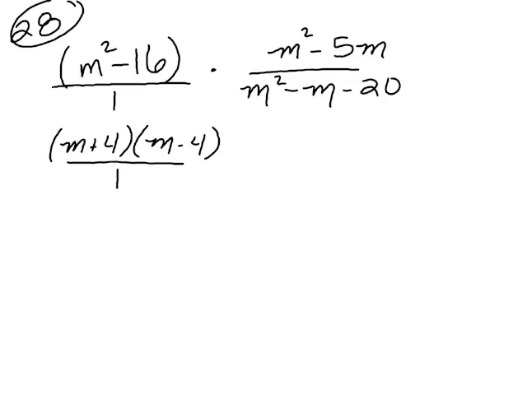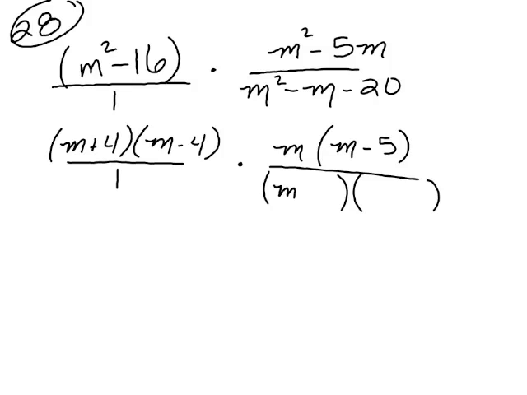It's all over 1. My second term, let's pull an m out. I'm left with m minus 5 over there. Down on the bottom, let's factor that. So m times m. And factors of 20 that are going to get a negative 1. I want to use the 5 and the 4. So I need a negative 20. So one's going to be positive, one's going to be negative.